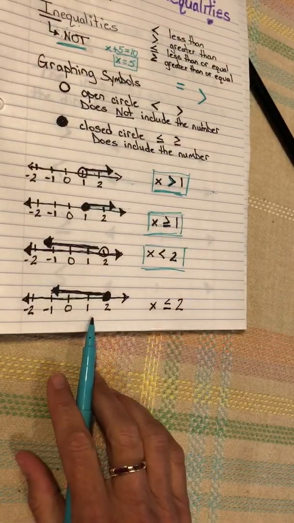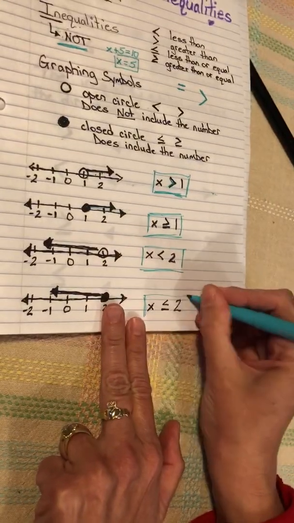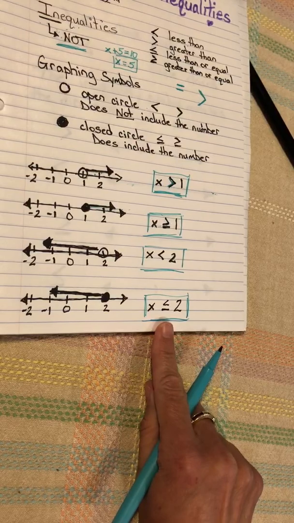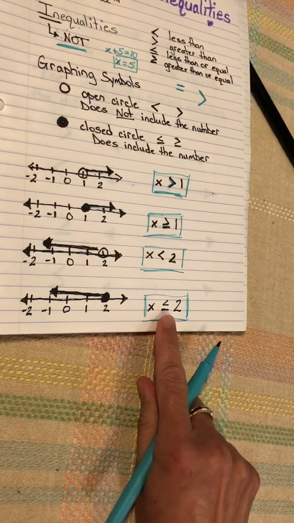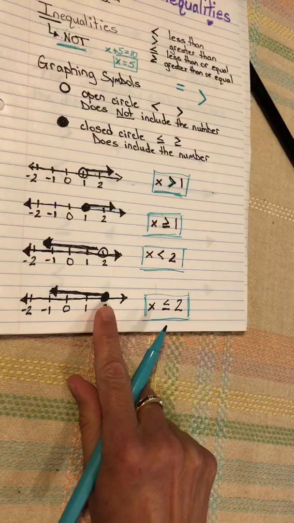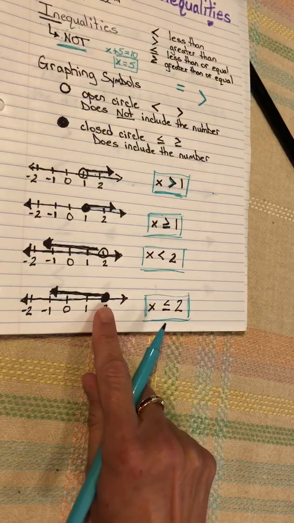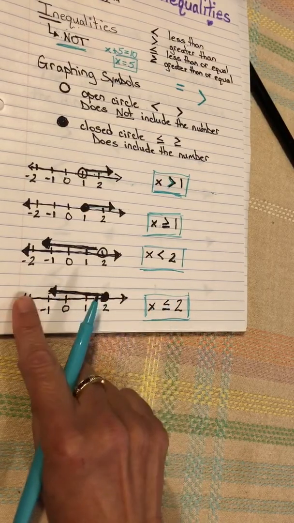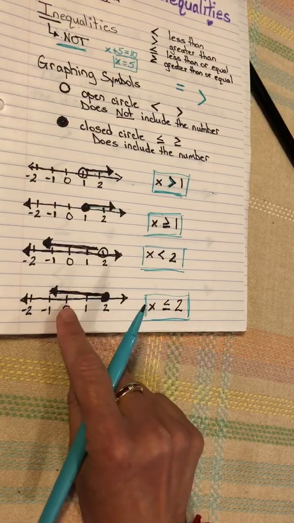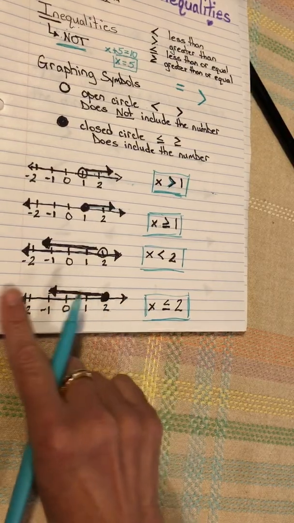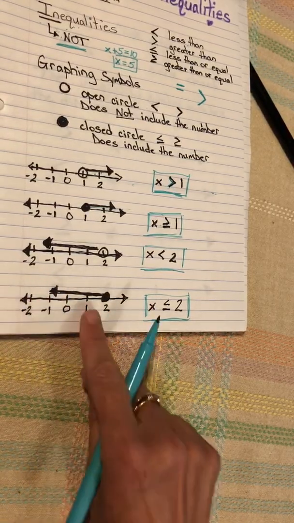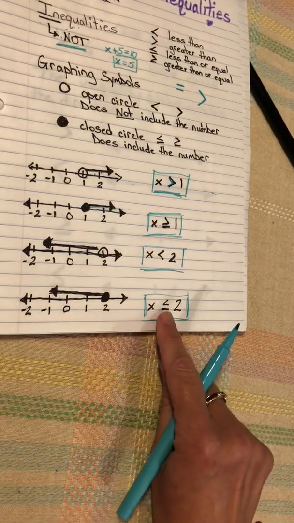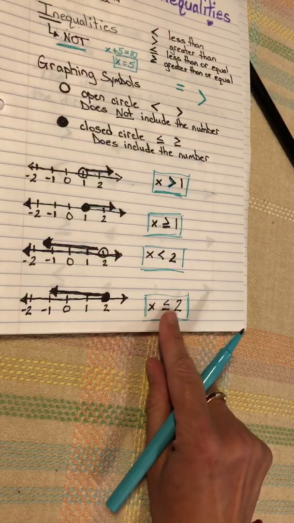The last one says x is less than or equal to 2. Because of the or equal symbol, the circle is colored in, because we can include 2. And then we want all values that are less than 2. So it could be 1, 0, -1, -2, and it goes on forever. Once again, notice the arrow is pointing to the left and our inequality symbol is pointing to the left.